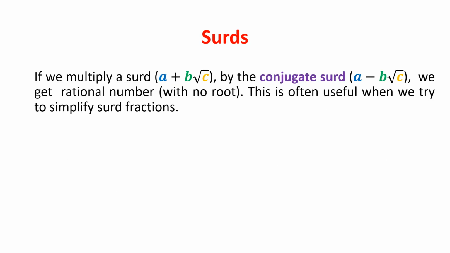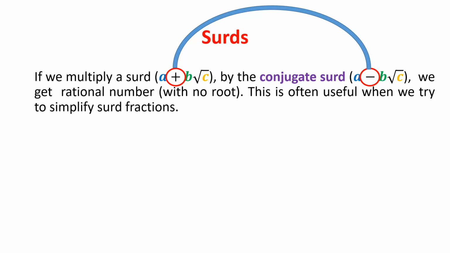Now, we're going to talk about a conjugate surd. If we multiply a surd, which is a plus b root c, by the conjugate surd, which is a minus b root c, we get a rational number with no root. Now, this is often useful when we try to simplify surds, especially fractions.